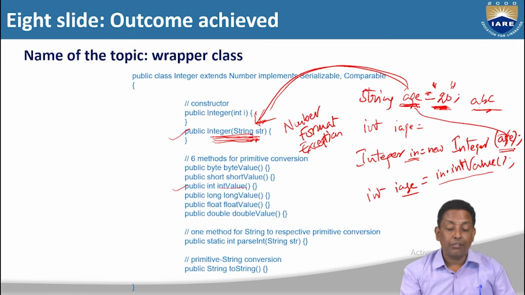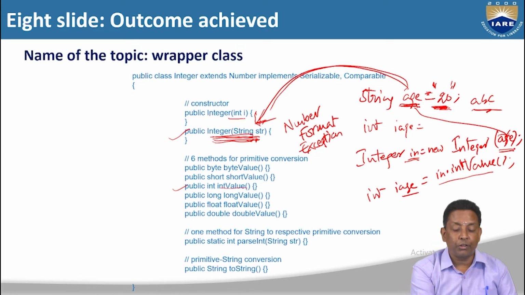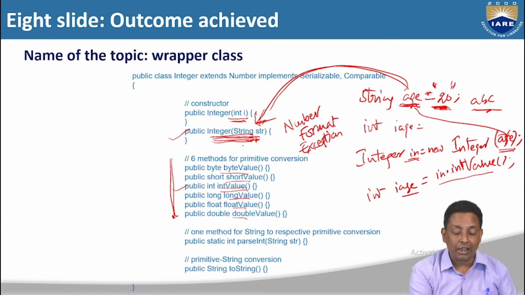So here we understood from this discussion that wrapper classes are used for two things. One is to convert from one primitive to another primitive. That means from int, if you want to convert into other types, store int into the integer class constructor and call any of these methods, and the value will be converted into byte, short, int, long, float, and double. And the second purpose of wrapper class is to convert a string value to a primitive int.